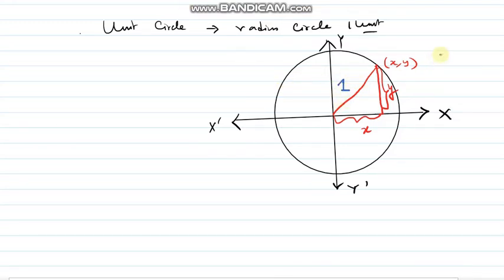Correct? So in the first quadrant, if I take this angle as theta, can we write that sine theta equals y divided by 1, which is equal to y only. Cos theta equals x divided by 1, which is equal to x only. And tan theta equals sine theta by cos theta, that is y divided by x. Right? Let's move to the second quadrant.